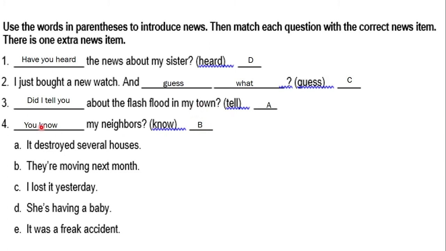Okay? So don't forget that you use you know cuando estamos hablando de tú conoces a esta persona, tú conoces o tú sabes acerca de esta persona, you know, okay? Very good. So these are expressions to introduce news. Have you heard? Guess what? Did I tell you? And you know. So you are using the words that are in parentheses. Okay? They are giving you a hint. Nos están dando una pista de qué utilizar. All right?